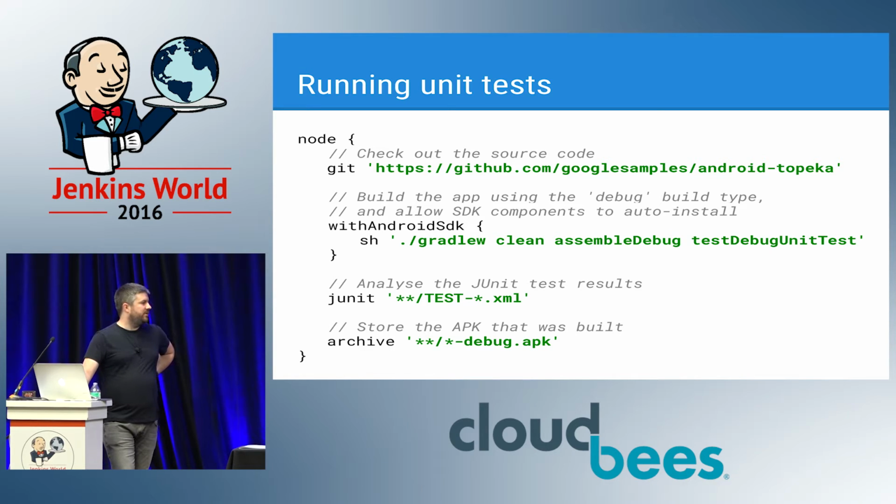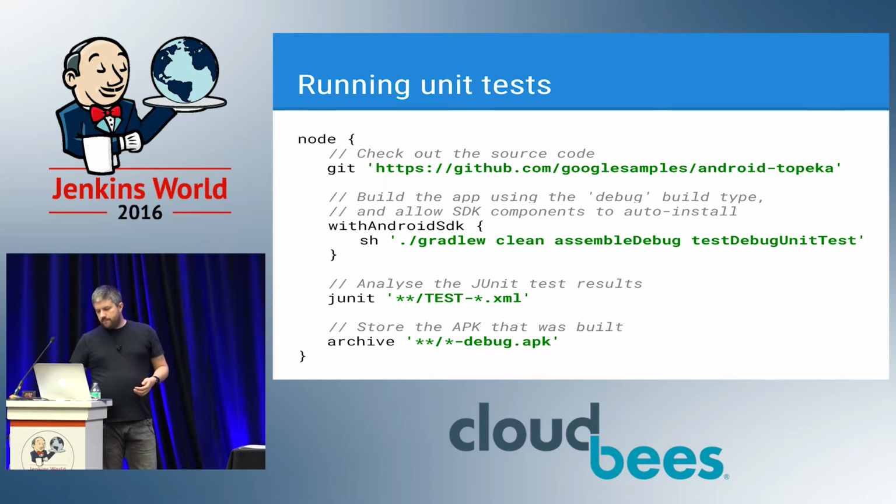And once again, with pipeline, it's very simple. We just say JUnit, and then we put in the pattern of the XML files. So all of the XML results always start with test. So that will just analyze those and show the results.